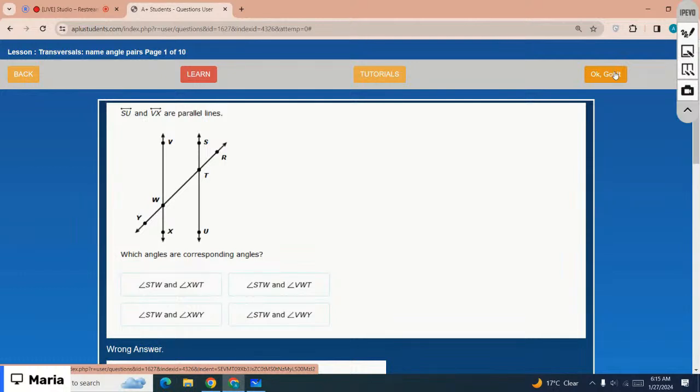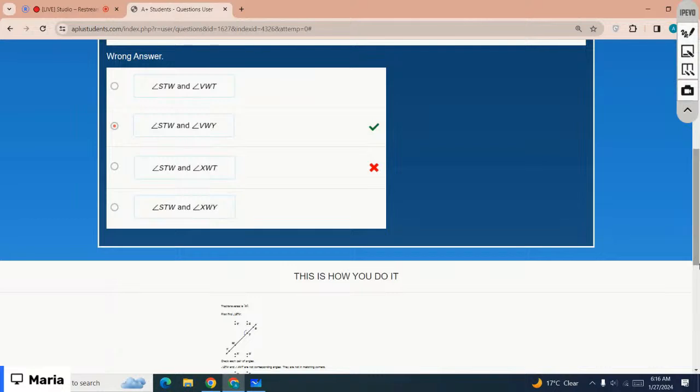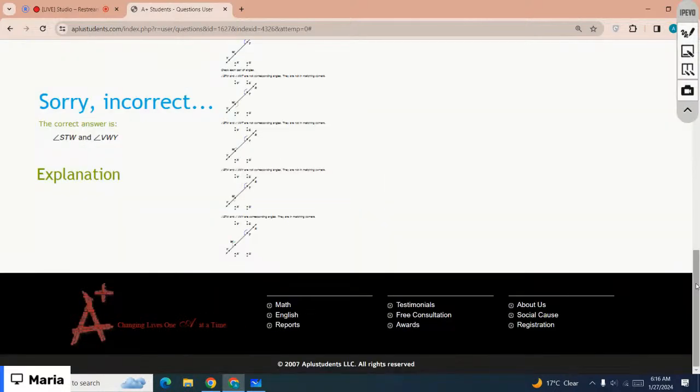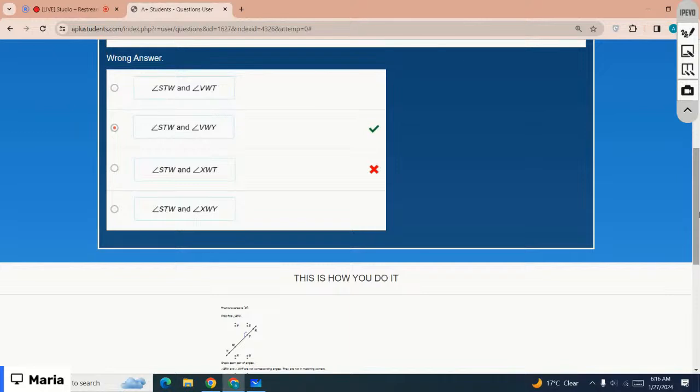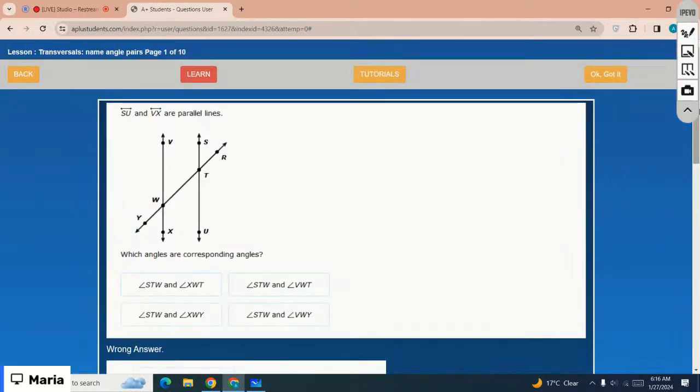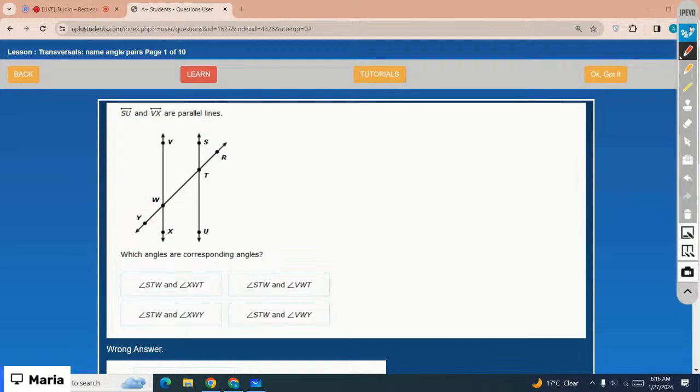Wrong answer. Why? How can we read it? STW and VWT. Hold on. STW and VWT. Yes, they are corresponding. They are corresponding angles, right? So option number B is the correct option. Got it?